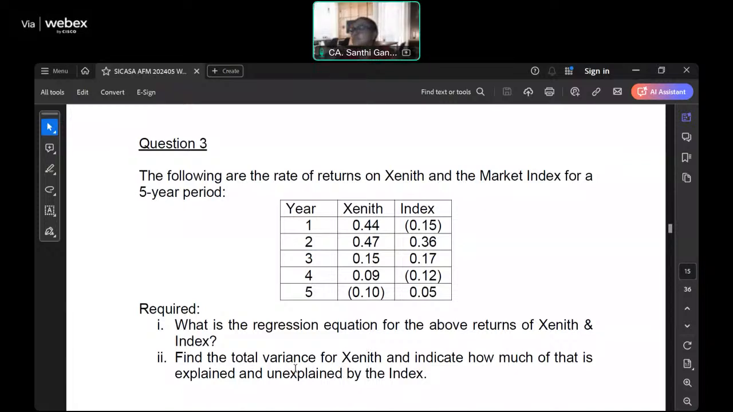What is the regression equation? What do we mean by a regression equation? Now, we need to know the concept of alpha. When we discuss the regression equation, we need to know the concept of alpha. We will discuss the concept of alpha before we get into this.